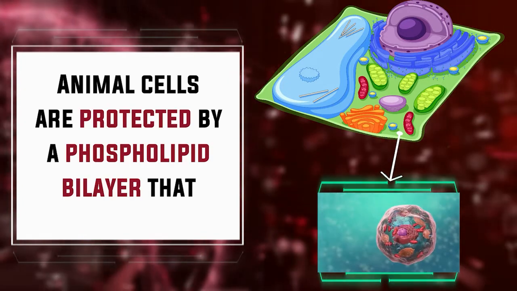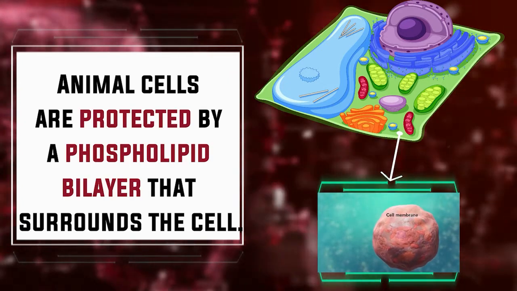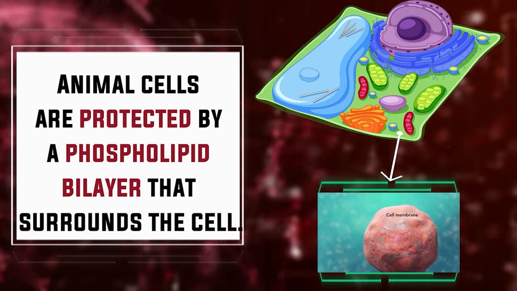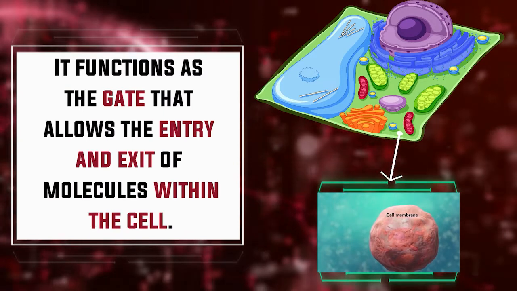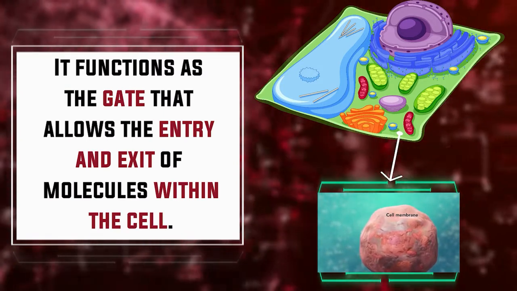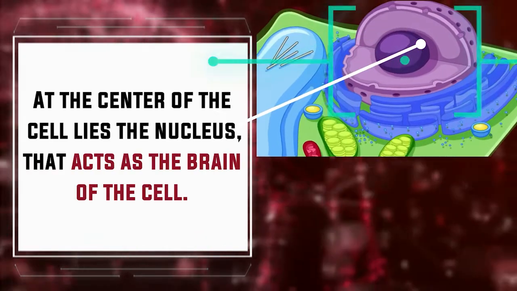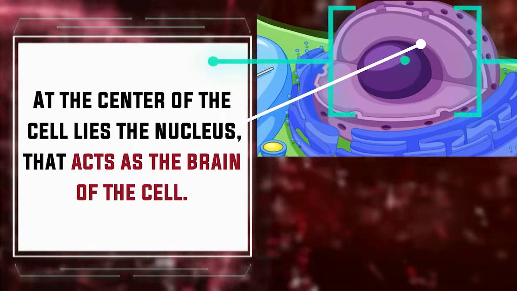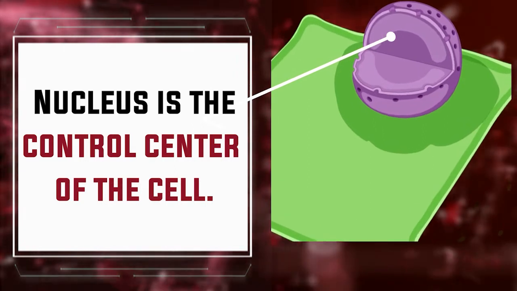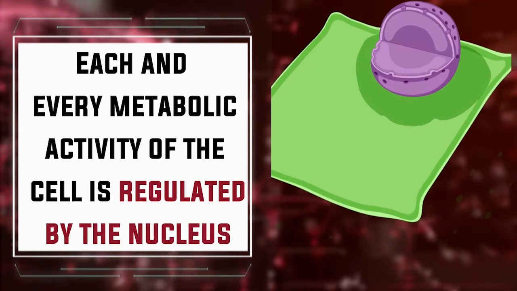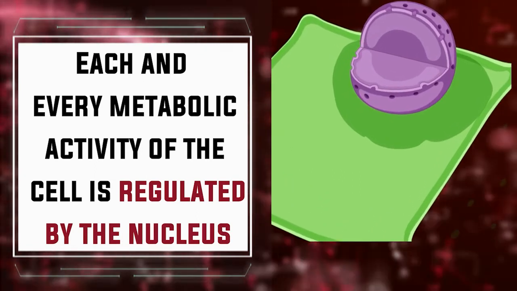Animal cells are protected by a phospholipid bilayer that surrounds the cell. This cell membrane functions as the gate that allows the entry and exit of molecules within the cell. Nucleus. At the center of the cell lies the nucleus that acts as the brain of the cell. Nucleus is also known as the control center of the cell. Each and every metabolic activity of the cell is regulated by the nucleus.